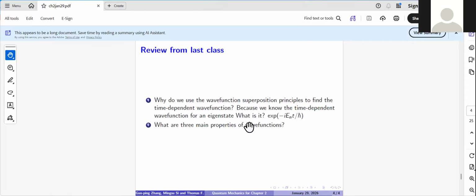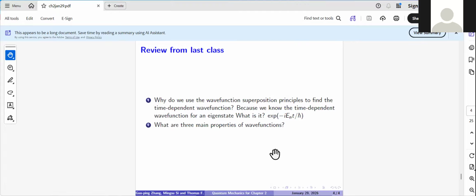Could you guys write this down? This is the most important factor. If I have an eigenstate phi n, then the time-dependent one is going to be this factor times phi n at t equals 0. So when you expand this, the whole thing becomes much simpler.